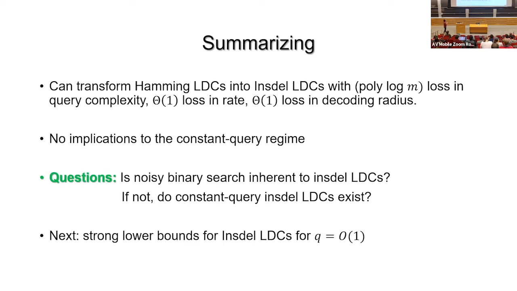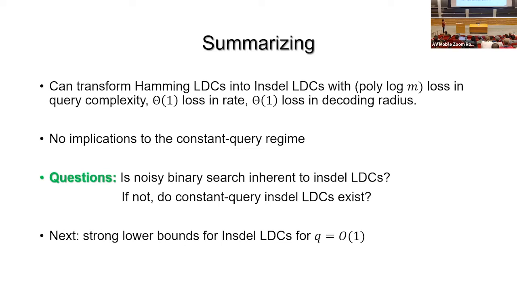And this, what we've seen, the noisy binary search, kind of begs two questions, namely, is noisy binary search inherent to local decoding? It feels like you need to find indices. Can you find indices if you are just allowed two queries without doing a binary search? So if not, do there exist constant query LDCs?